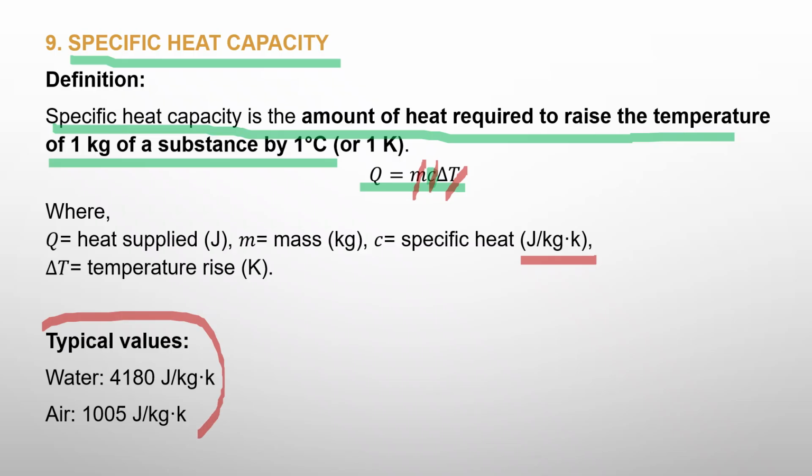These two values you have to remember throughout your life. They may not be given in the exam data, but you have to solve the numericals. Cp of water, that is the specific heat for water, is 4.187 kilojoule per kilogram Kelvin, or 4180 joule per kilogram Kelvin, and for air the C value is 1005 joule per kilogram Kelvin, which you have to remember. These two values are very important.